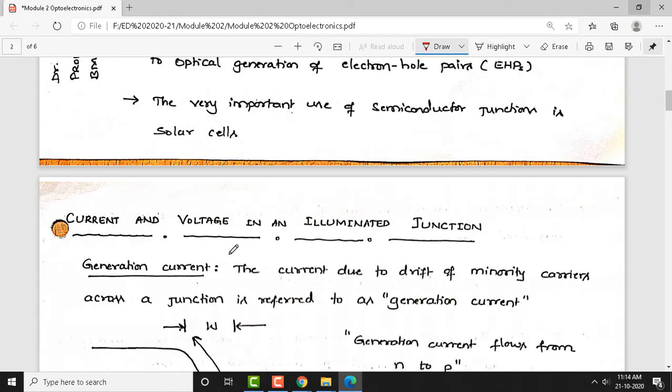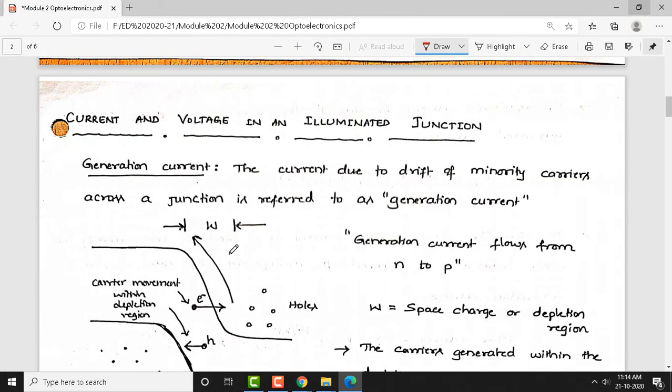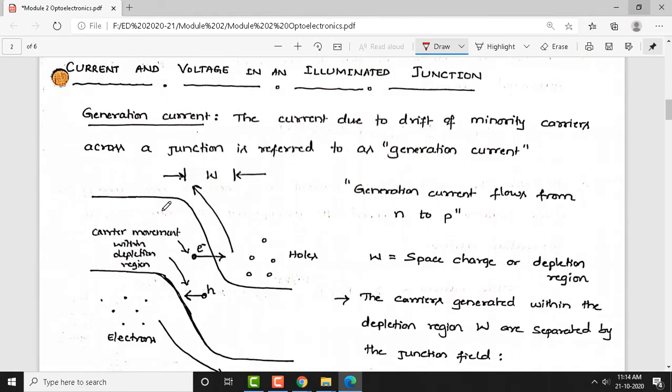Now, let us focus a little on the mathematics of optoelectronic devices. The topic is current and voltage in an illuminated junction. Let us see generation current here. When we apply reverse bias to the PN junction, the current due to the drift of minority carriers across the junction is referred to as generation current.